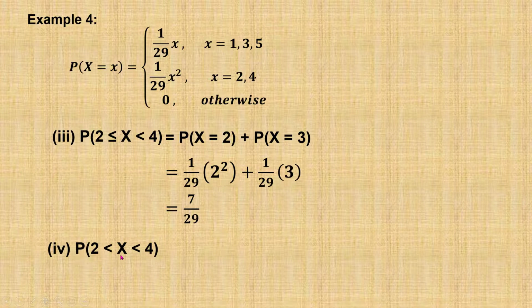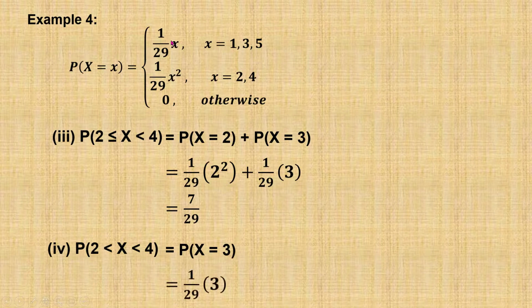Next, the probability of x between 2 to 4, not included 2, not included 4, which means that x is equal to 3 only. So when x is equal to 3, the probability is 1 over 29 times 3, which is 3 over 29.